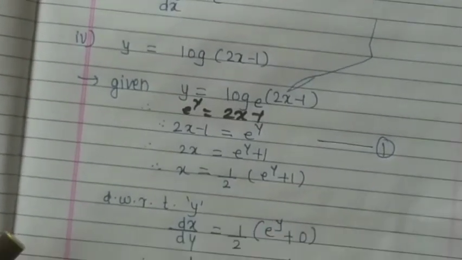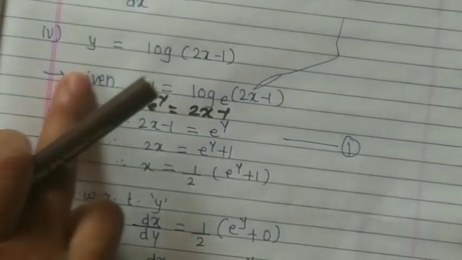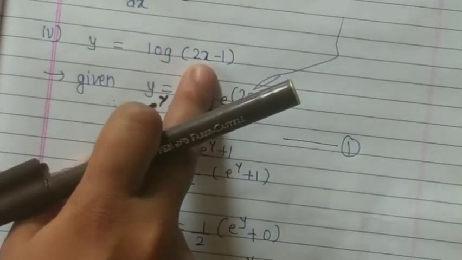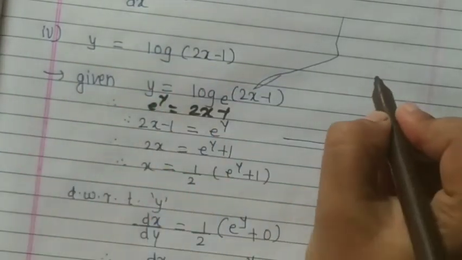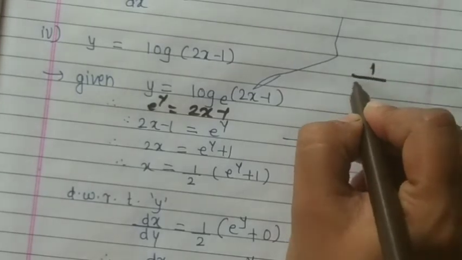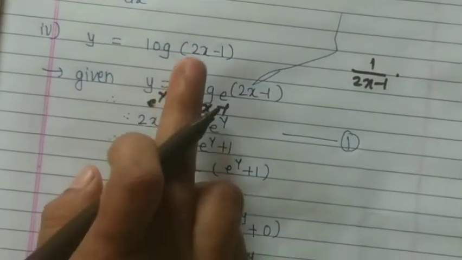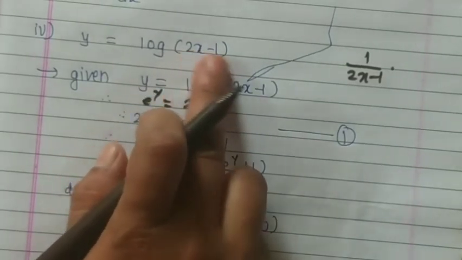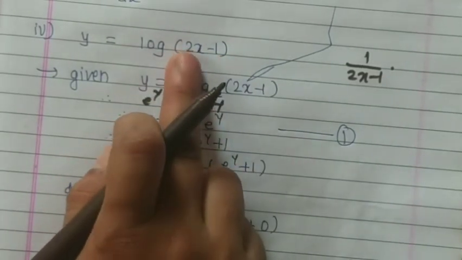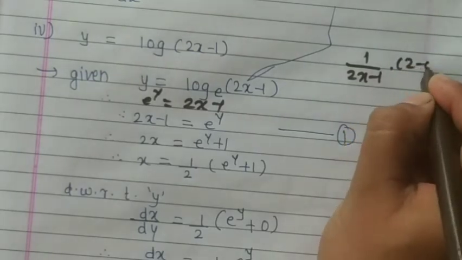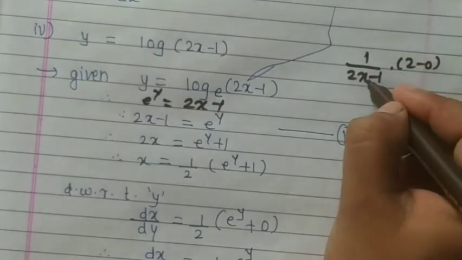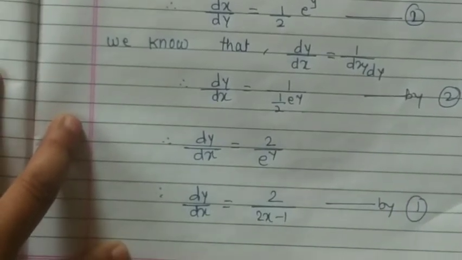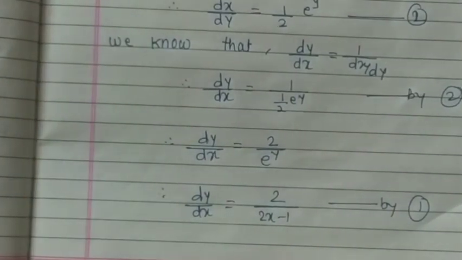Now again we have to verify our derivative. dy by dx is equal to, for the log of some function, 1 upon 2x minus 1 into the derivative of this function. Use the derivative of a composite function. The derivative of this bracket is: the derivative of 2x is 2 and the derivative of 1 is 0. Therefore the answer is 2 divided by 2x minus 1. This is the final answer.